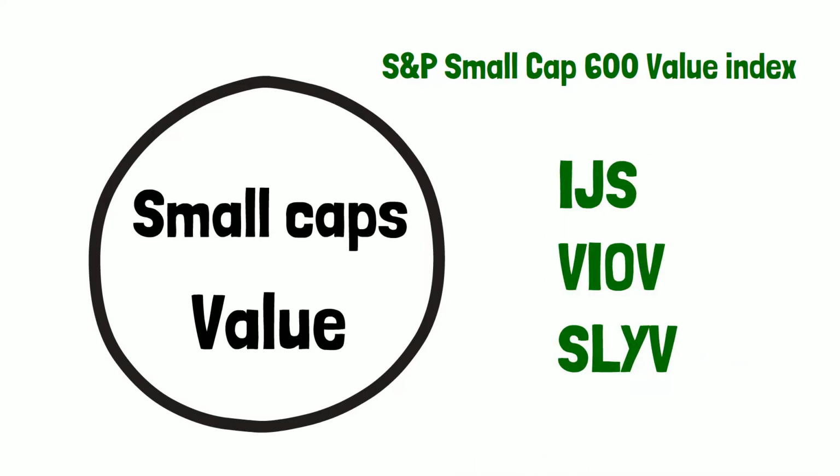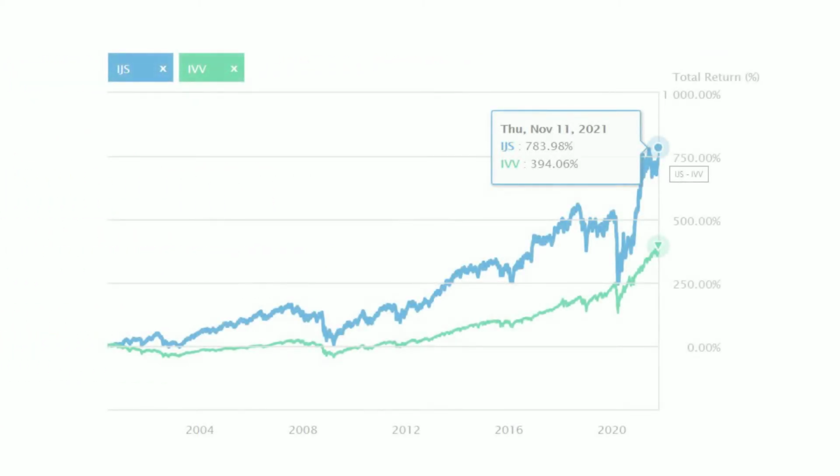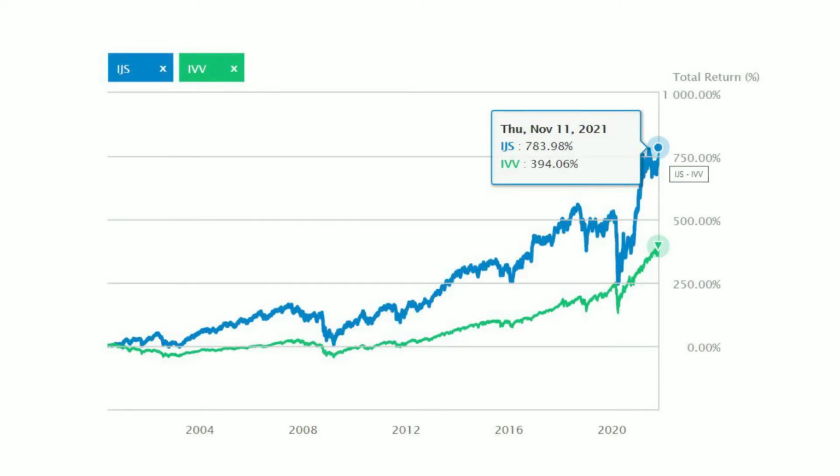If we compare IJS with IVV that follows the S&P 500 index, we can see that from 2000 to 2021, small caps value returned 783% against 394% of the S&P 500. This shows us that factor investing can be a good strategy to achieve higher returns over the long term.